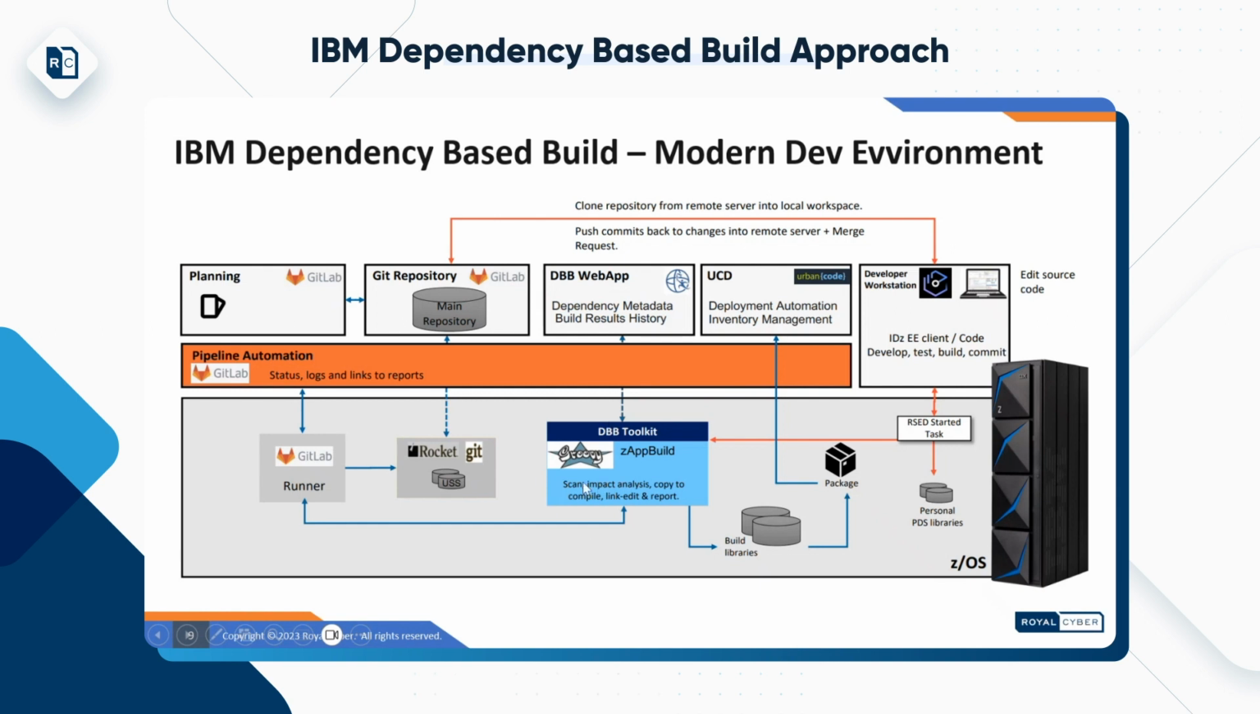So this DBB helps us to scan your application for any changes, do the impact analysis, and it helps to compile, link edit, and produce the build report. The build report can be viewed in your web application. This needs to be separately installed and configured to make use of your dependency based build.